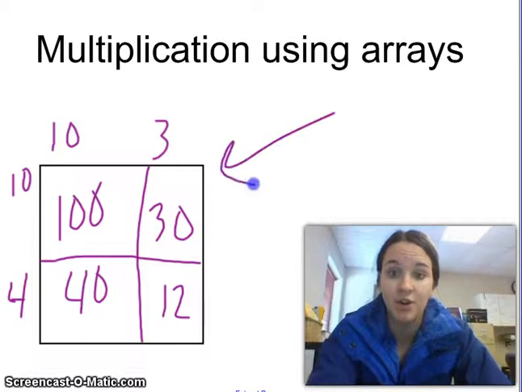So by the end of this video, you are going to be able to make arrays like the one that you see here on the page. So let's get started.